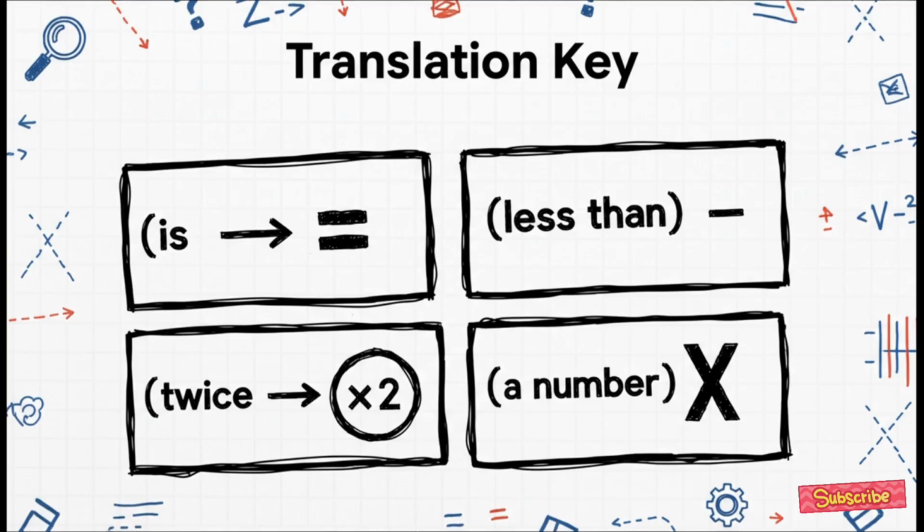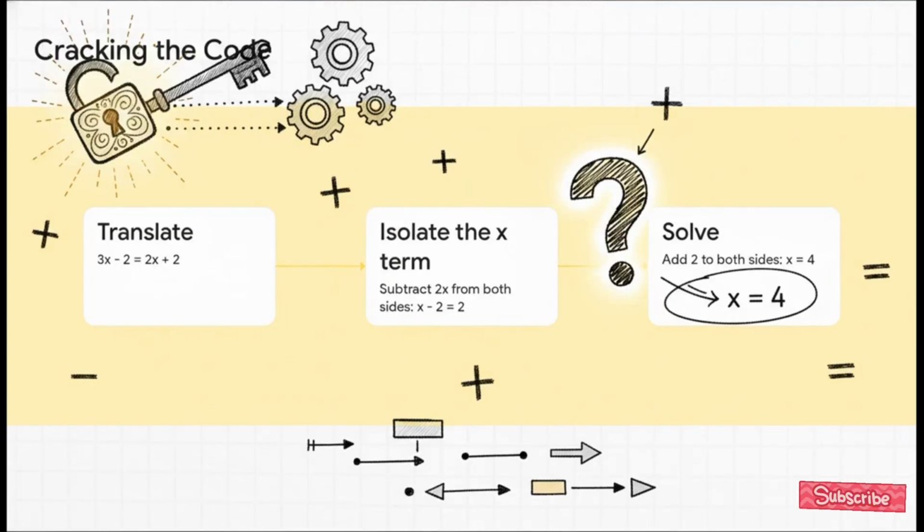The word is, that's almost always your equal sign. Less than means you're going to be subtracting. Twice is just a fancy word for multiplying by 2. And anytime you see a number, that's your unknown, your variable, x. So, if we use our little dictionary, that big clunky sentence translates perfectly into this nice, clean equation. 3x minus 2 equals 2x plus 2.